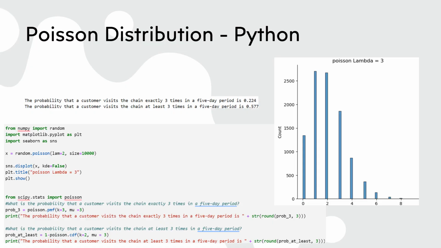Here you can see how we can use Python to calculate Poisson PMFs, CDFs, and visualize them. We can use the Poisson function to model a Poisson distribution. Here as an example, I have calculated the probabilities of a customer visiting the chain exactly 3 times and at least 3 times in the Starbucks example.